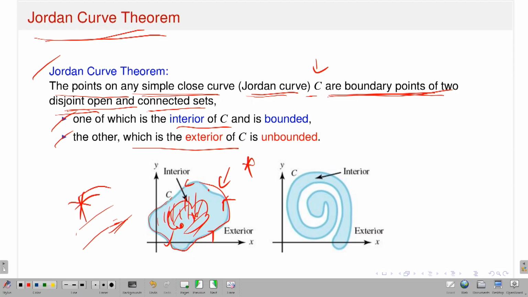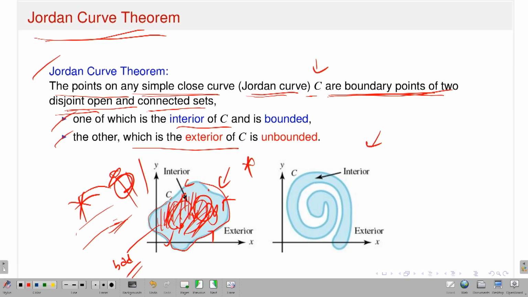The region bounded by C, this region, is a bounded region. Of course it is clear from the context or the picture that this is the region bounded by the interior of my simple closed curve or Jordan curve. And what about the outer one? This is nothing but the complement of that, which is the exterior of C. So this is the interior and this is the exterior. The exterior domain is unbounded, the interior is bounded.